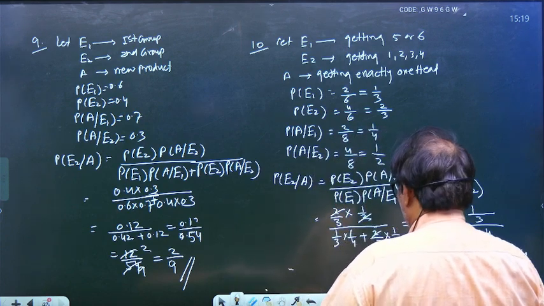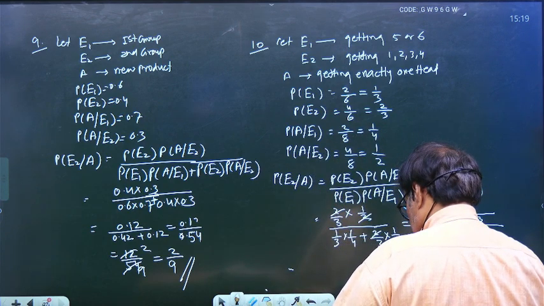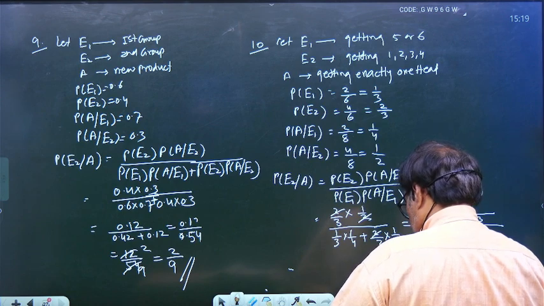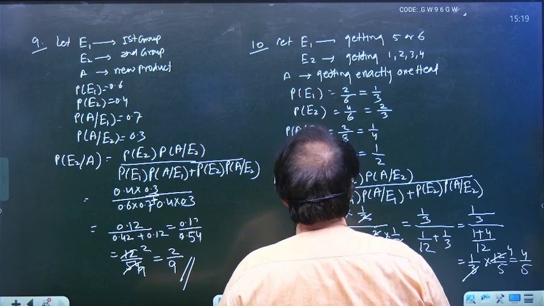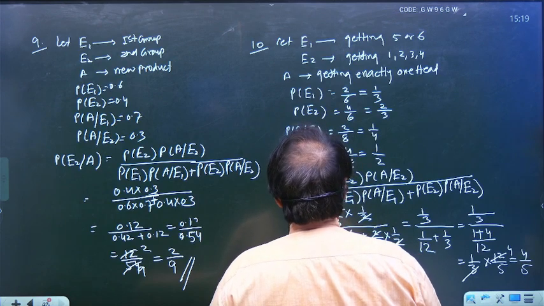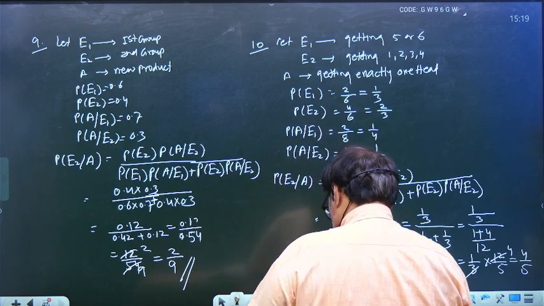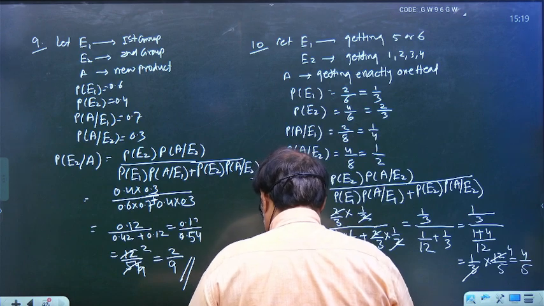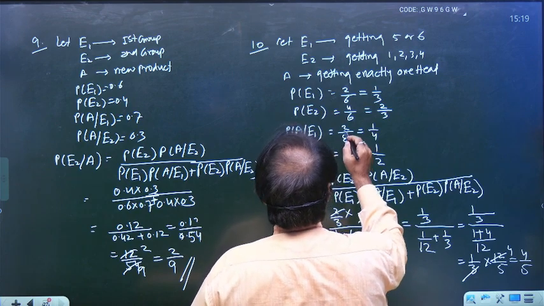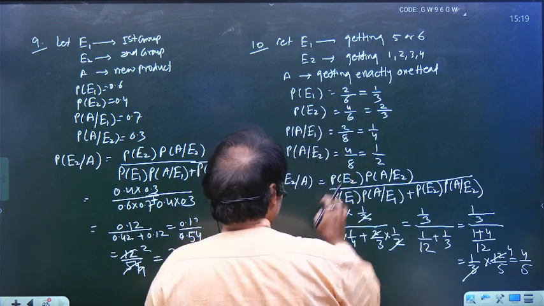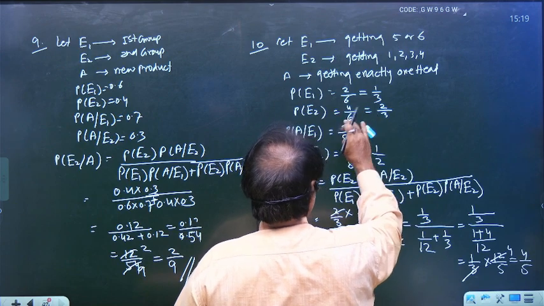2 by 3 into 1 by 2, and 2 by 3 into 1 by 2, and 2 by 3 and 3 by 8. Something went wrong. Where? So A by E1. Let me check again. A by E1, here it should be 3 by 8.